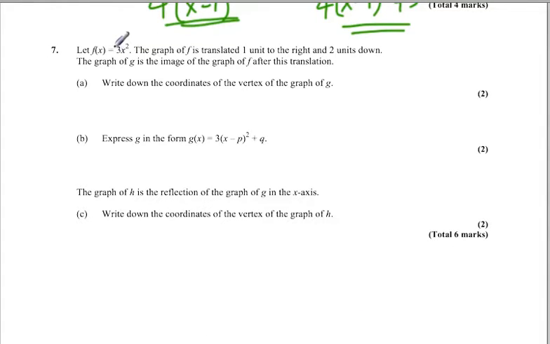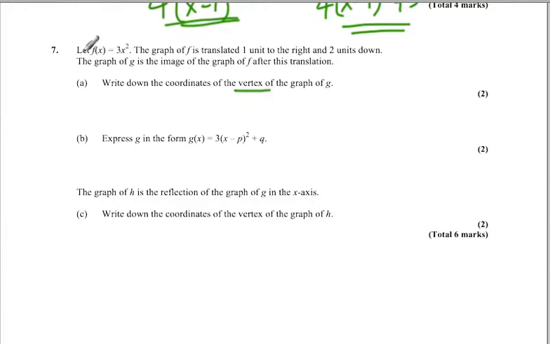Okay, so let's do this. Number 7. Let f of x equal 3x squared. The graph of f is translated 1 unit to the right and 2 units down. The graph of g is the image of the graph of f after this translation. Write the coordinates of the vertex of the graph of g. Okay, now this might sound confusing, like write the vertex? How do we do that?